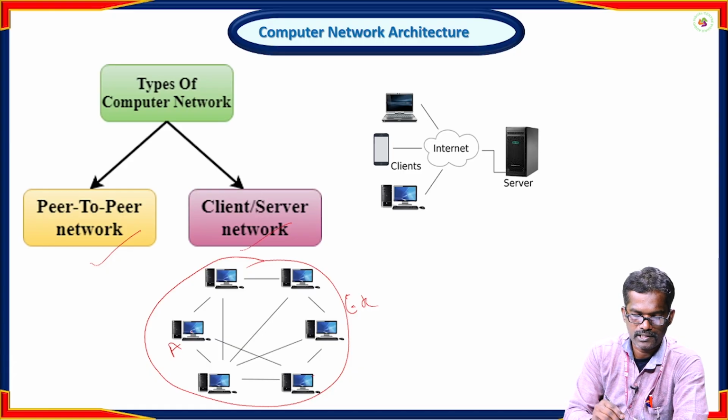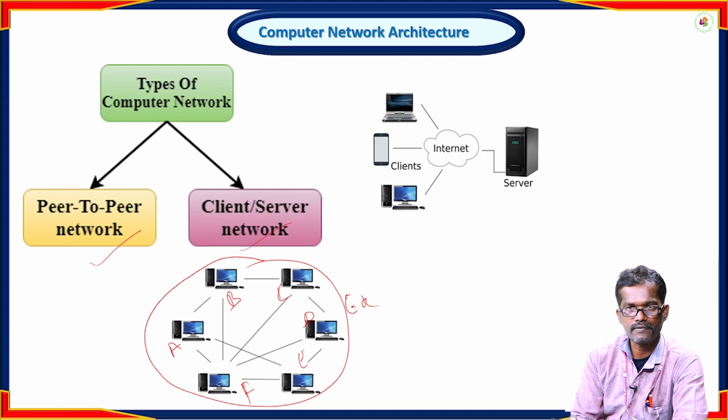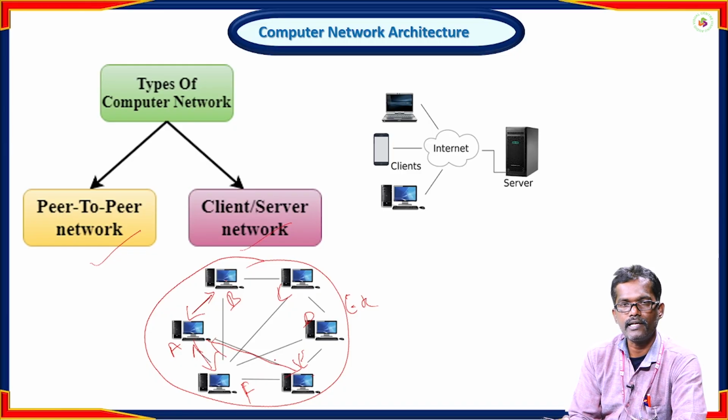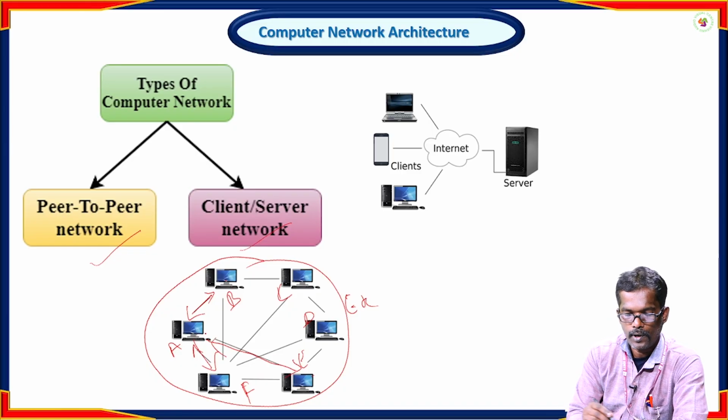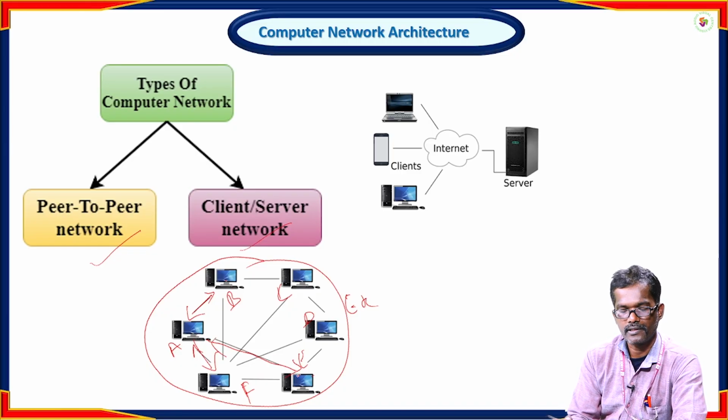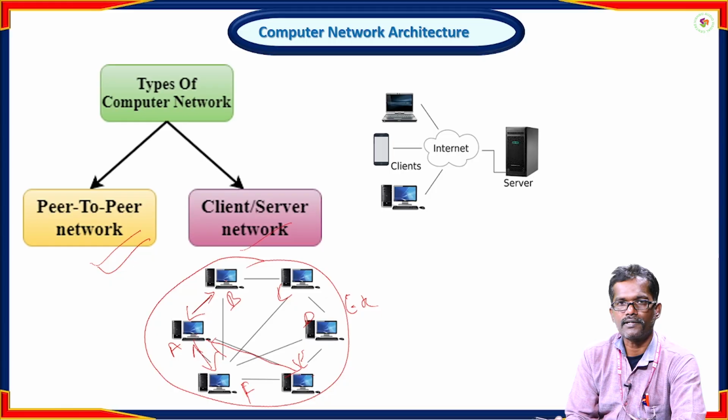Suppose this is system A and this is B and this is C, and this is D, E, F. Like that, we have a few systems which are connected in that network. If I need to transfer from A to B, directly I can transfer. A to F, I can access. And A to E, directly I can access. Like that, point-to-point communication from one system to another system. Directly I can contact it. This is regarding peer-to-peer networking.